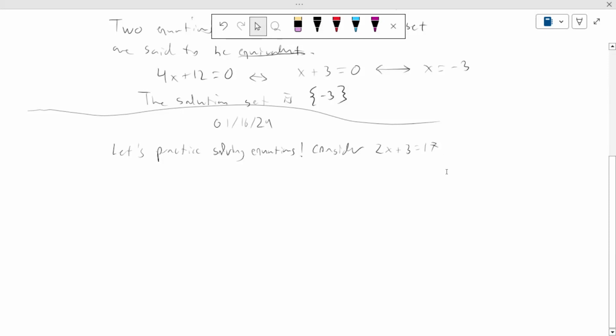Now, here's what we're going to do. We can use arithmetic to simplify this equation to come up with an equivalent equation. So, for instance, we could start off by dividing both sides of the equation by 2 if we wanted to. We could divide by 2 on both sides of the equation.